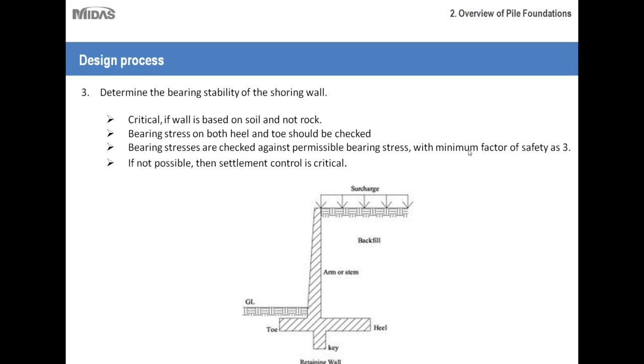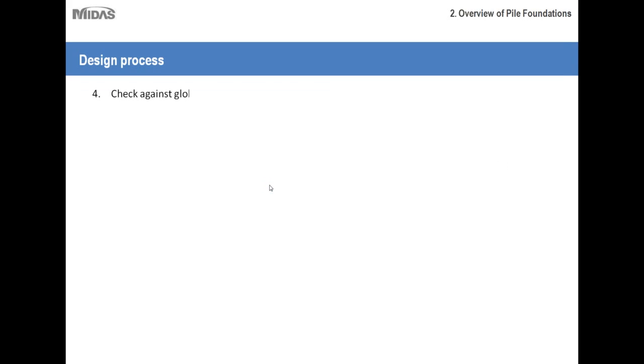So if you can't get that minimum factor of safety of 3, then you have to take it a step further and go into settlement control, which is another remediation that isn't really the main topic of this session. But for those of you who have worked extensively with deep excavations, I'm sure that settlement control is something you have to deal with from time to time when the bearing stress or the minimum factor of safety couldn't be reached just through these means themselves.